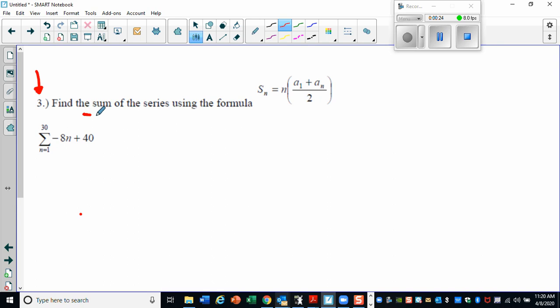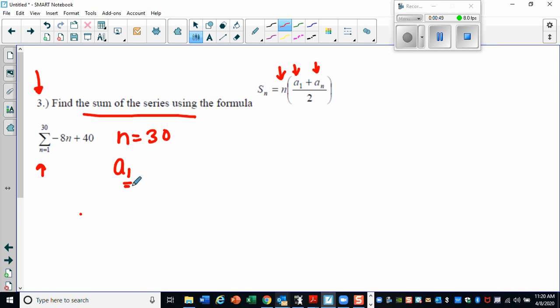All right, so we're finding the sum of the series using the formula. Now, number one right here, we know our formula is n times a sub 1 plus a sub n, divided by 2. So looking at this formula, we have to decide what all these values are. So n is how many terms you're summing. So if I'm going from 1 to 30, that tells us that I am summing a total of 30 terms. I then have to find a sub 1.